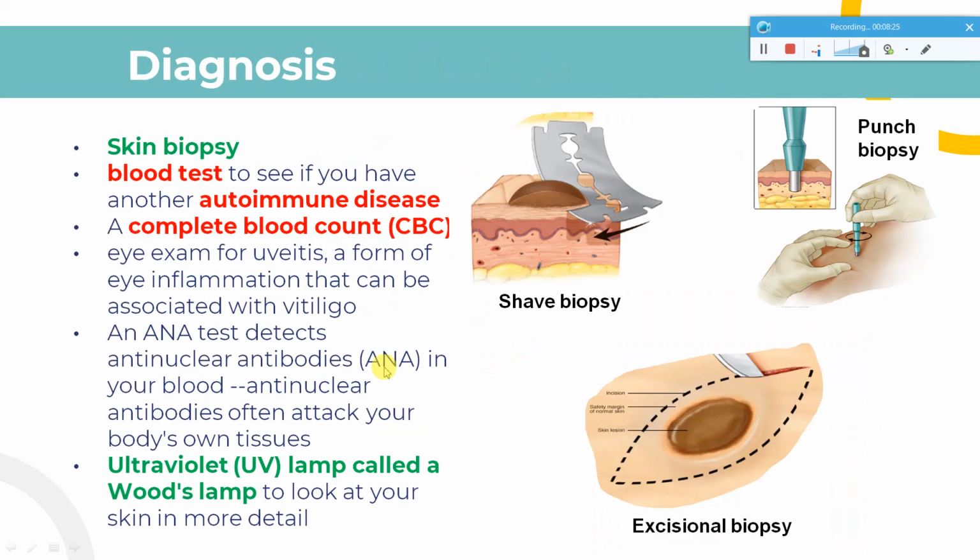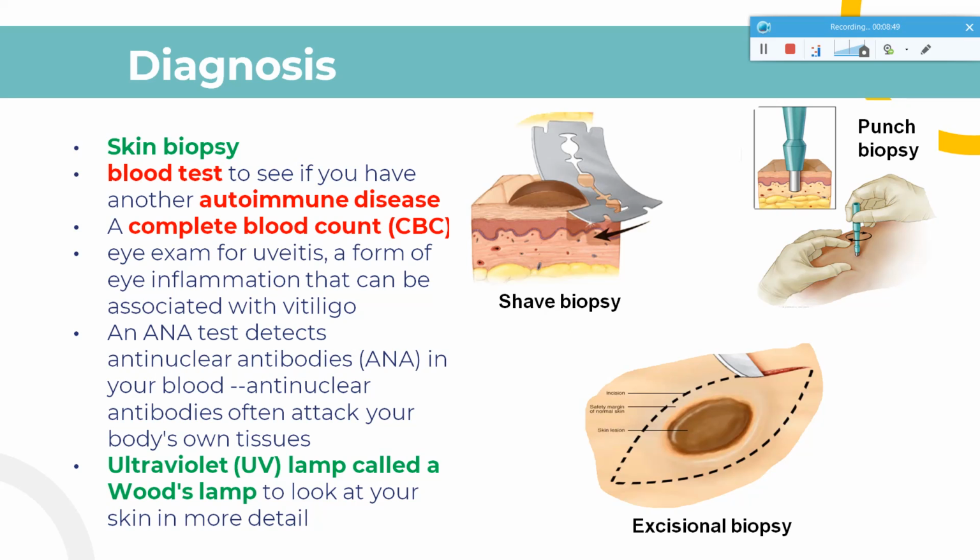So coming to the diagnostic approaches, most of the time a skin biopsy will be done. These are just to show you different methods of biopsy which can be done, like shave biopsy, punch biopsy, or excisional biopsy. Finally the skin tissue can be taken and further analyzed to see if the melanocytes are damaged, and that might be the reason for vitiligo.